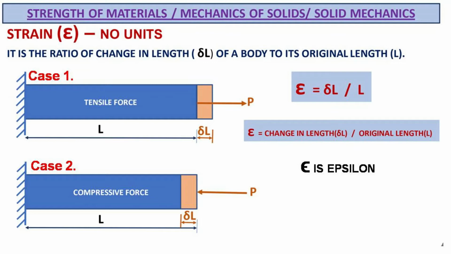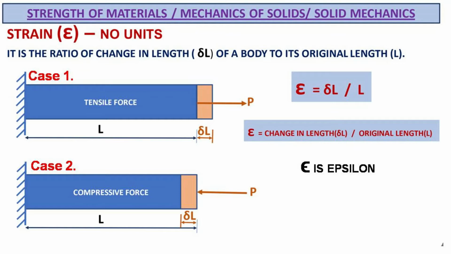In case 1, on this body a force, P, is applied away from the body. Here the body will try to elongate. When a force is trying to cause elongation in the body, then the force is called tensile force. Similarly, in case 2, on this body a force, P, is applied towards the body. Here the body will try to contract. When a force is trying to cause contraction in the body, then the force is called compressive force.